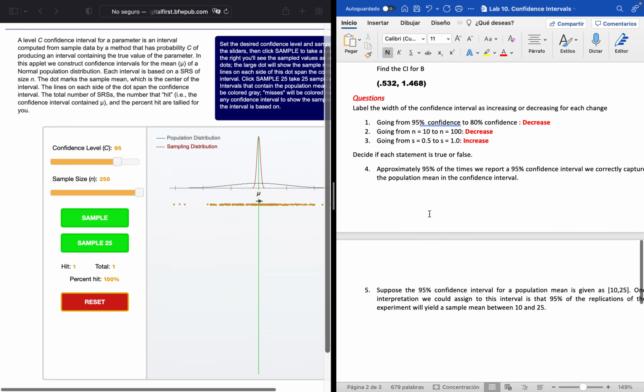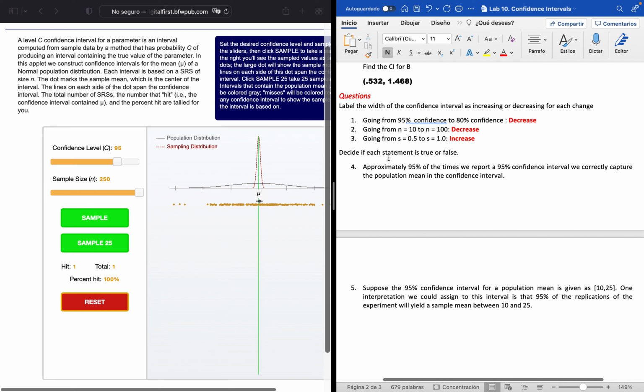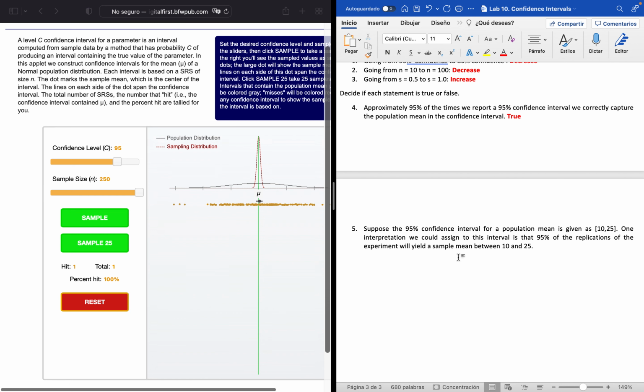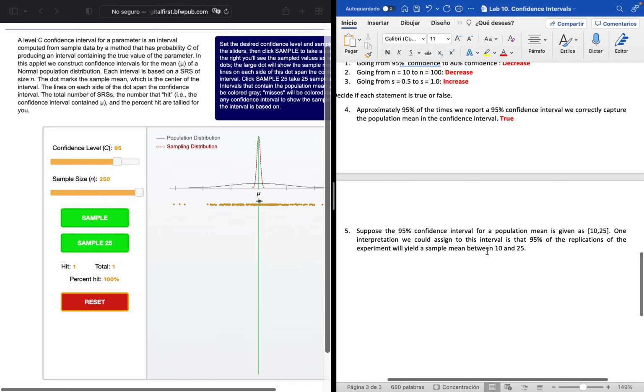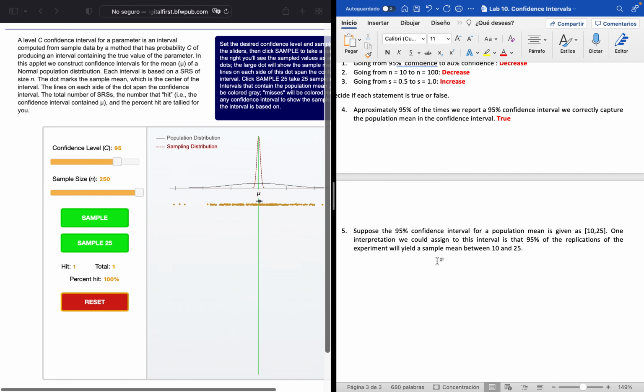Now decide if each statement is true or false. Approximately 95% of the times we report a 95% confidence interval, we correctly capture the population mean in the confidence interval. This is true. Now the number 2, suppose the 95% confidence interval for a population mean is given. One interpretation we could assign to this interval is that 95% of the replications of the experiment will yield a sample mean between 10 and 25. This is false.